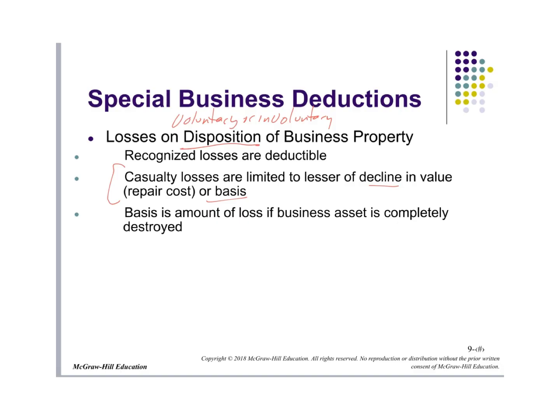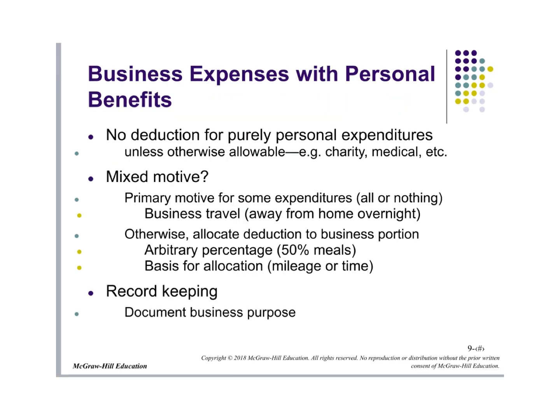All right. What about business expenses with personal benefits? All right. If it is a purely personal expenditure, typically you cannot deduct them. There are things that are given legislative grace, and we're allowed to deduct them to a certain extent. Okay. Then there are things that are called mixed motive expenditures.